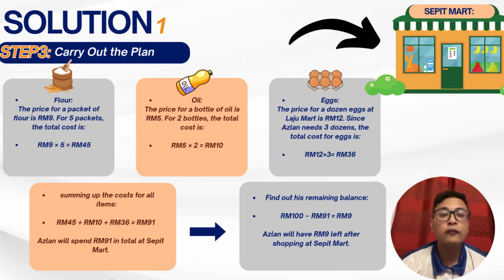So after that, we have to find out the remaining balance, which is 100 ringgit minus 91 ringgit, which is the total that Azlan will spend at SYAHMI, and the balance will be 9 ringgit only. So Azlan will have 9 ringgit left after shopping at SYAHMI.